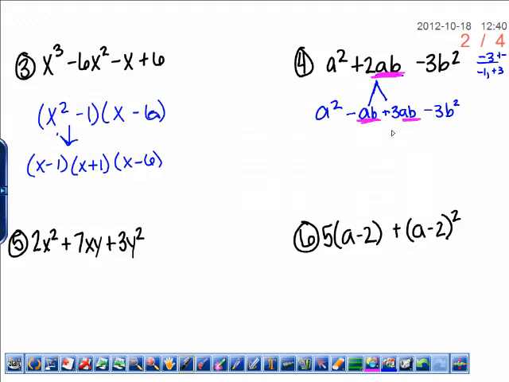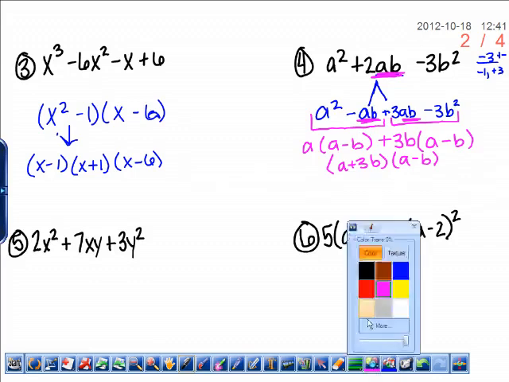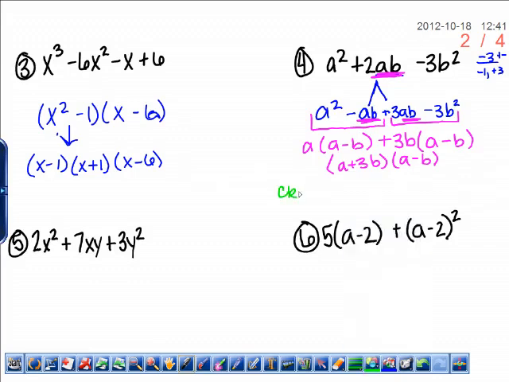Okay? Now we just treat it like normal. Group it. What can I pull out of the first 2? So I'm going to have a times a minus b. What can I pull out of the second 2? So plus 3b times a minus b. Do they match? So I get a plus 3b times a minus b.